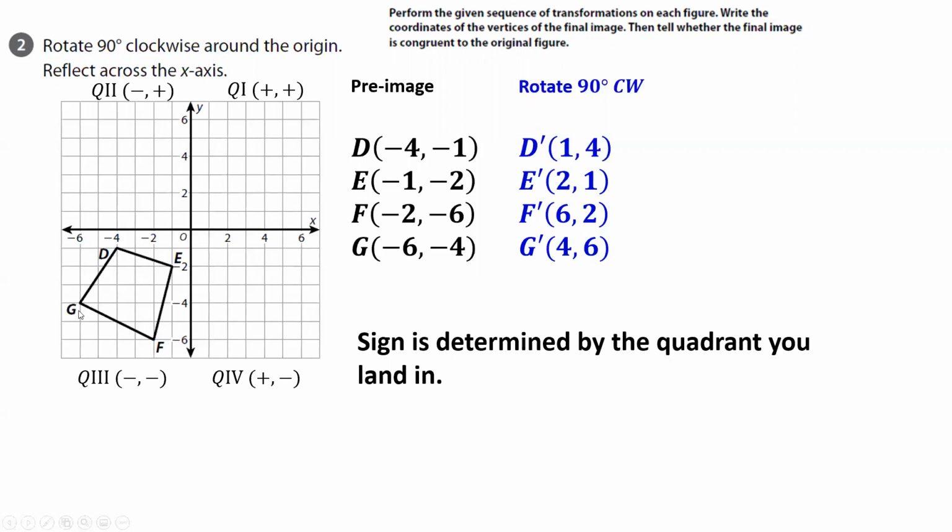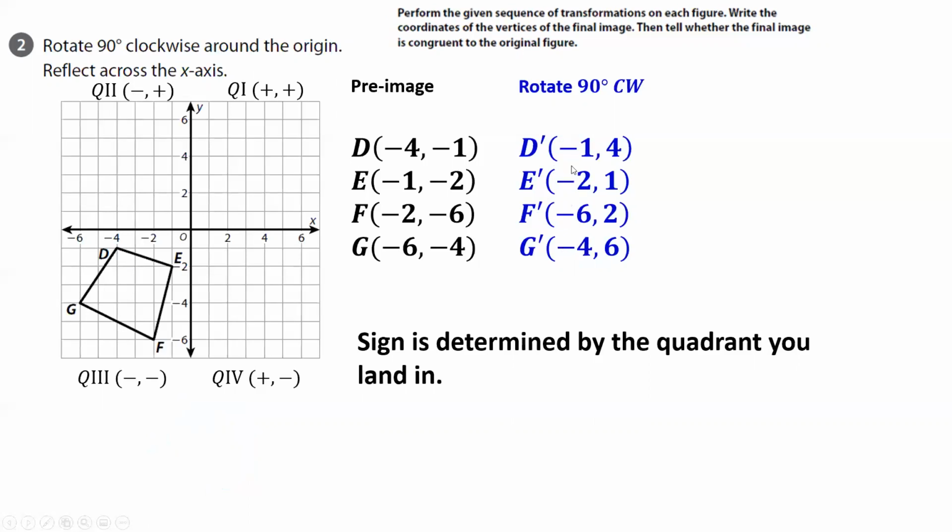So D, E, F, and G, all of those points live in quadrant three. If I rotate it 90 degrees clockwise, this is the way of the clock, I'm going to go from quadrant three to quadrant two. And you're going to notice what my signs will be. If I go from quadrant three to quadrant two, my x coordinate will be negative while my y coordinate is positive. So we now know that all of these x coordinates will become negative. So if I rotate 90 degrees clockwise, these will be my new points.